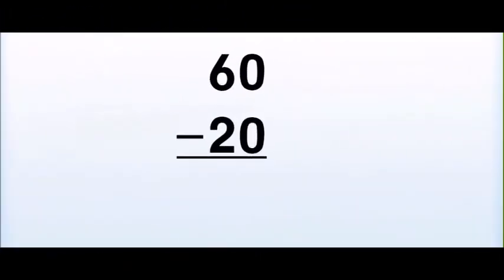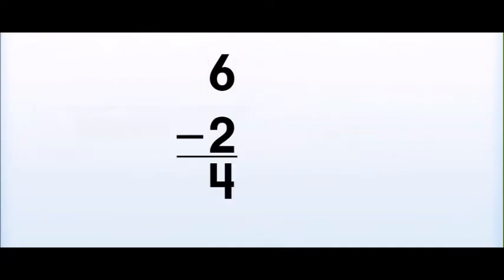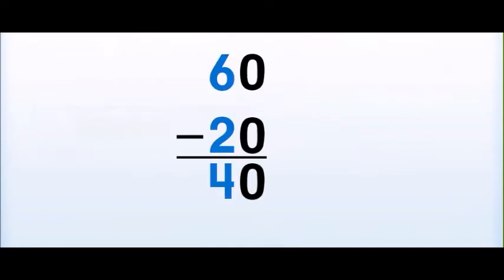It's time for some mental math. When you see a problem like 60 minus 20, you can subtract in your head. Look at the tens digits and think of a basic fact. You know that 6 minus 2 is equal to 4. So 60 minus 20 is equal to 40.